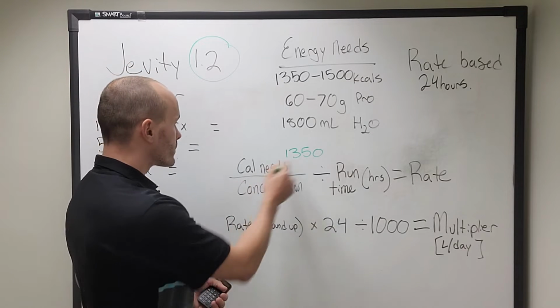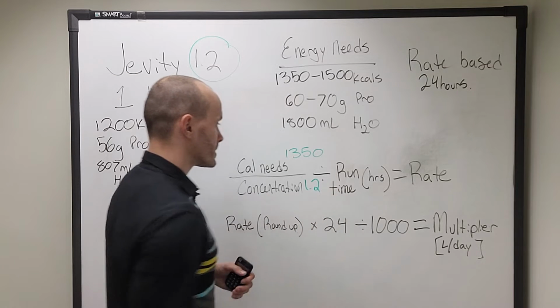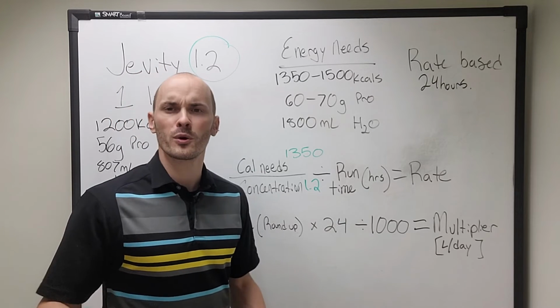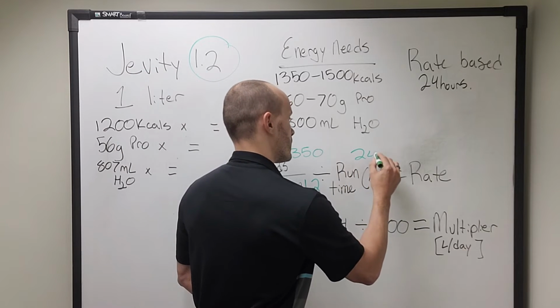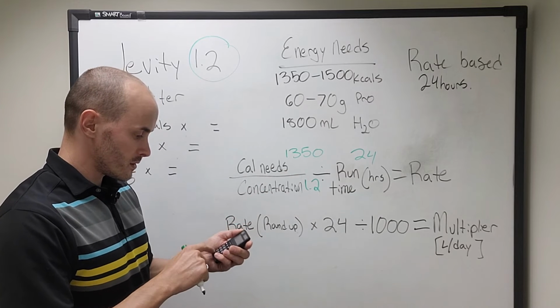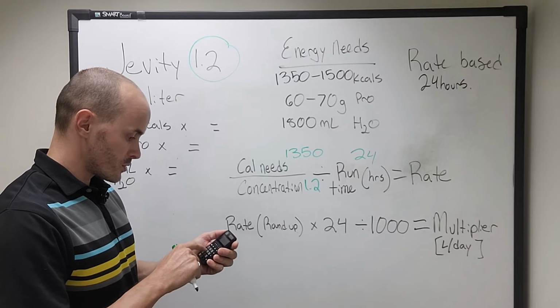So we've got our calorie needs. We've got our concentration, 1.2. Our runtime is just going to be 24 hours. We're going to keep it nice and simple. This tube feed is going to run continuously. So let's do the math on that rate. 1,350 divided by 1.2 times 24.